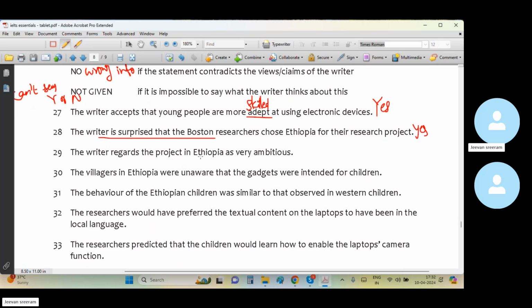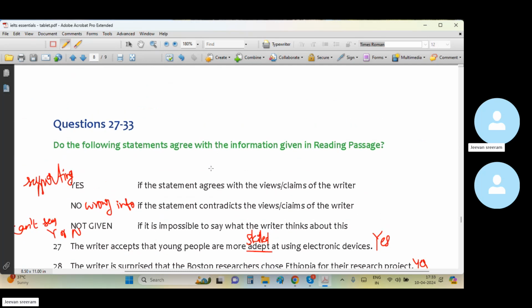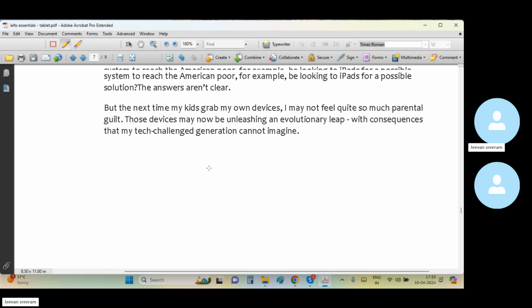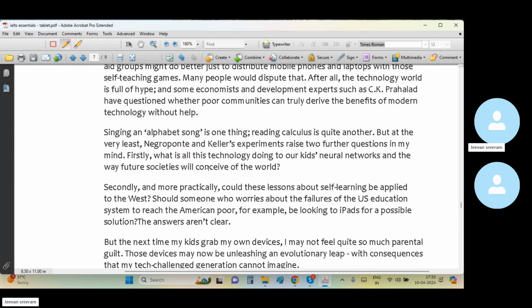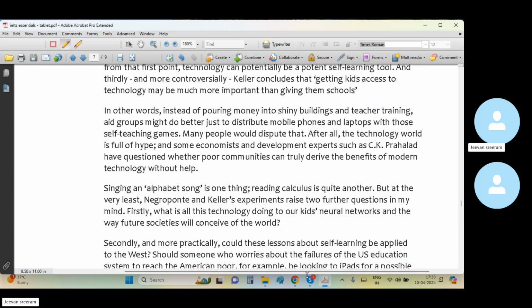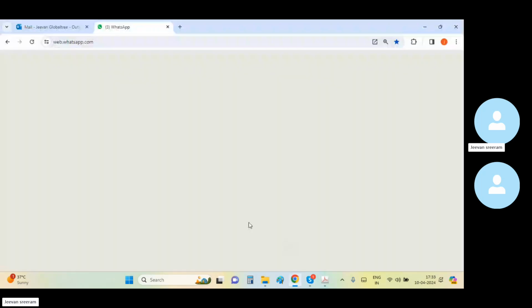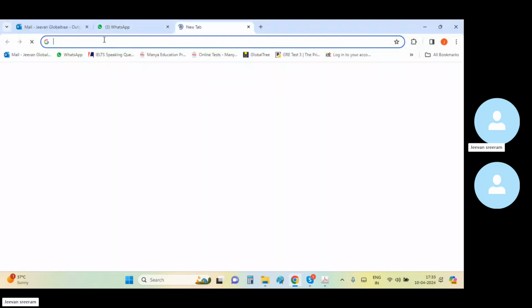The writer regards the project in Ethiopia as very ambitious. Not given. Is it really ambitious? Is there any such sort of strong vocabulary given anywhere in the passage? Is it really ambitious? No, not given. Ambitious somehow gives a sense like difficult or challenging. Basically, that is an unlikely choice. It's a surprise. They want to do that.